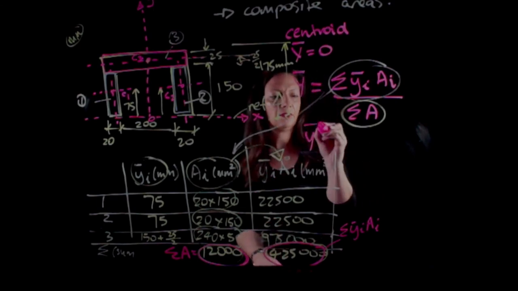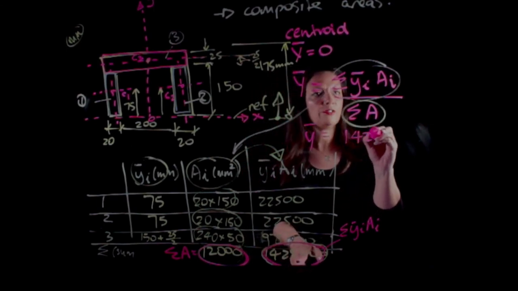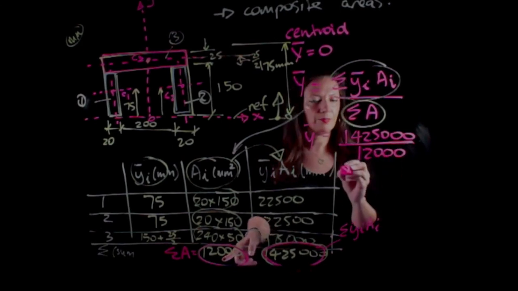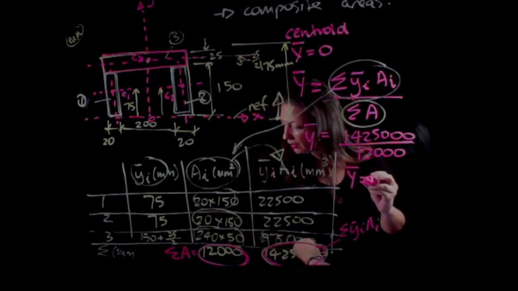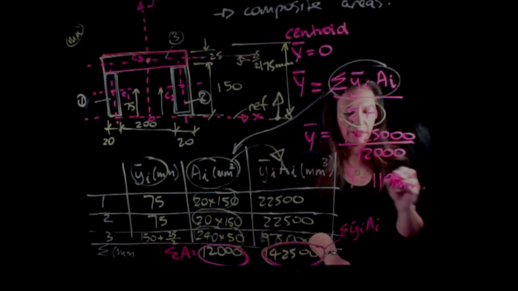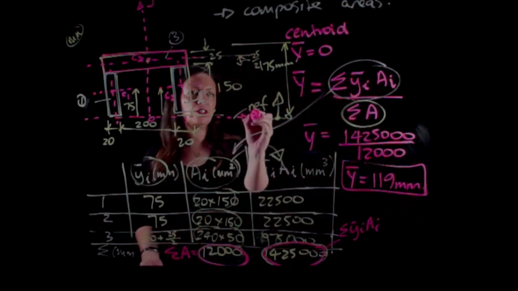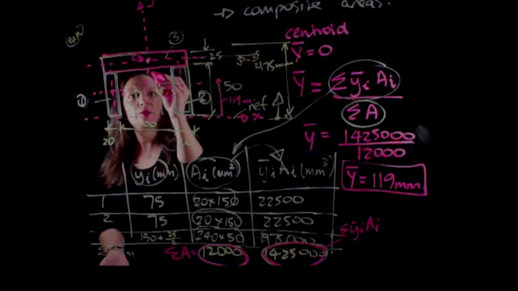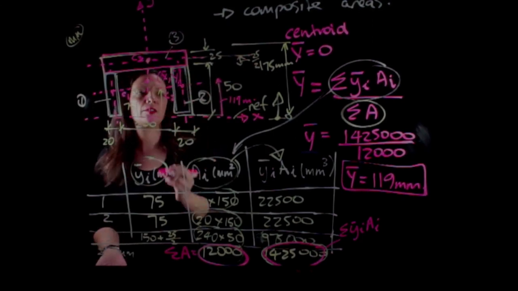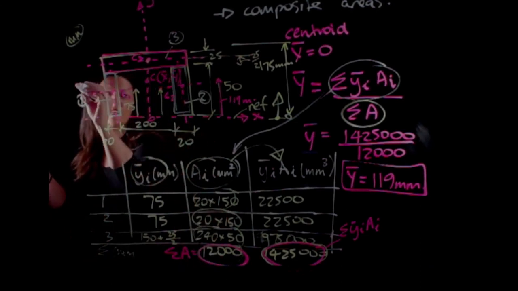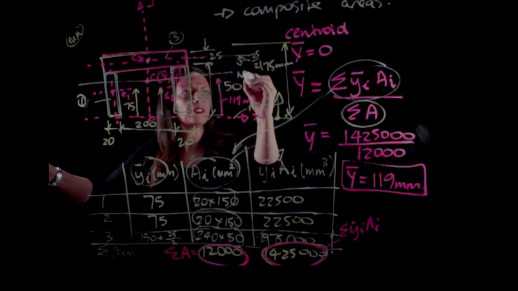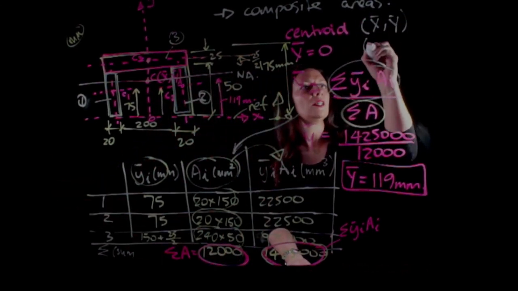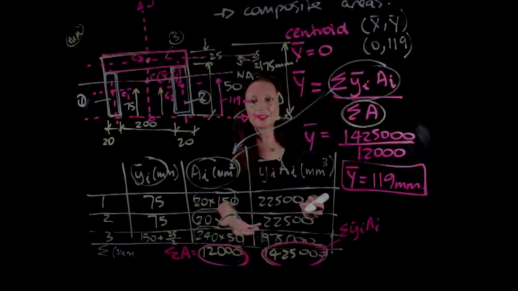So if I want to calculate y-bar, what am I going to do? I'm going to do 1425,000 divided by 1400. So y-bar is going to equal 119 millimetres. So if this is my zero, I'm going to go up 119 millimetres, and this is where C_x, C_y is going to be. And this is where my neutral axis passes through. So the centroid is going to be 0, 119. That's it.